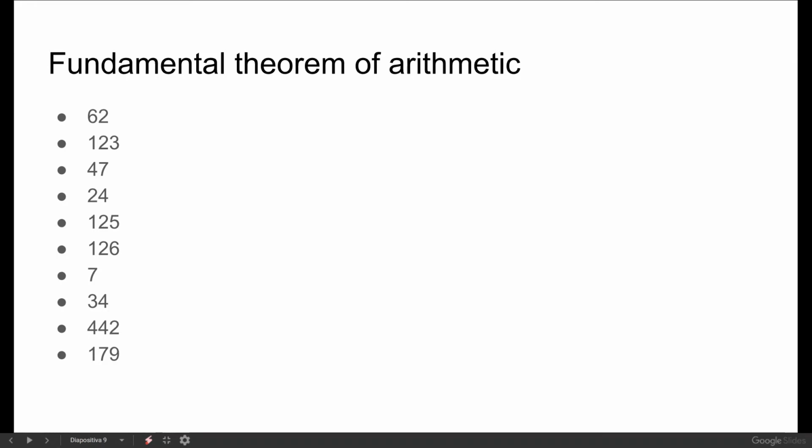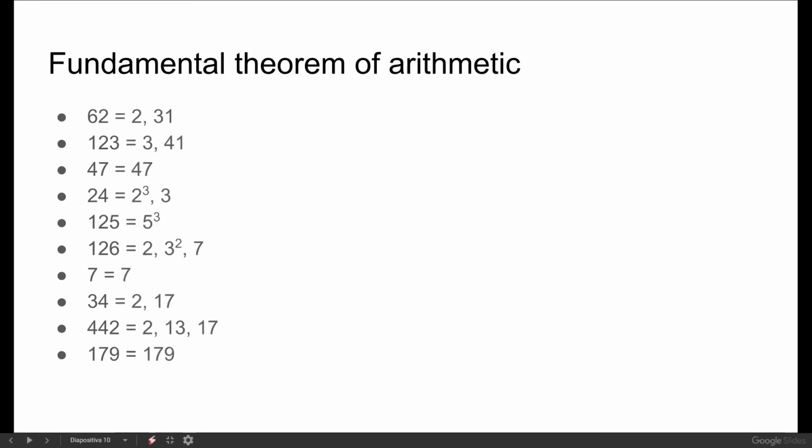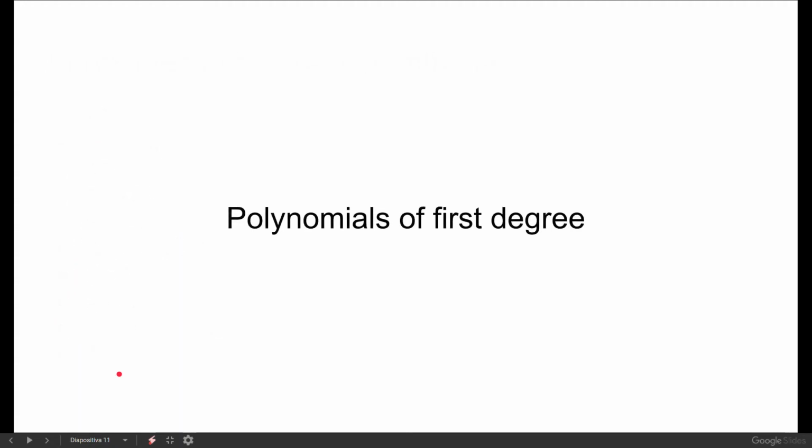Alright, good. These were the answers for these numbers. So the prime representation of 62 is only 2 times 31. 31 is a prime number. And the same goes for the rest of these examples. Now, let's see how to factor polynomials of first degree.